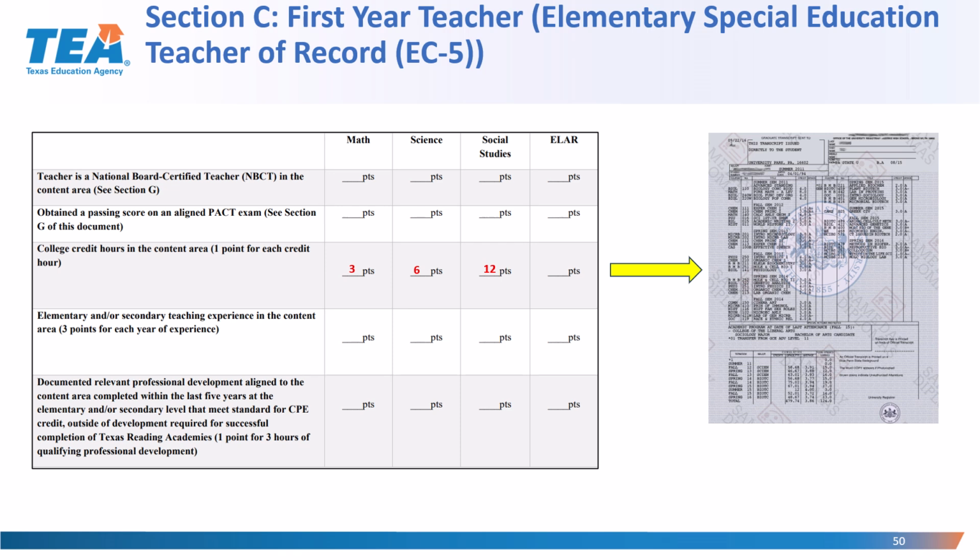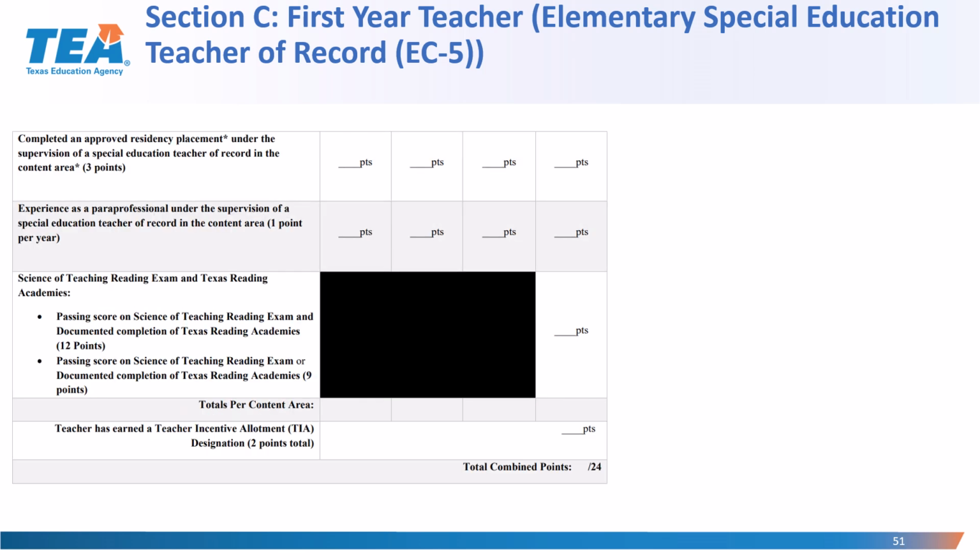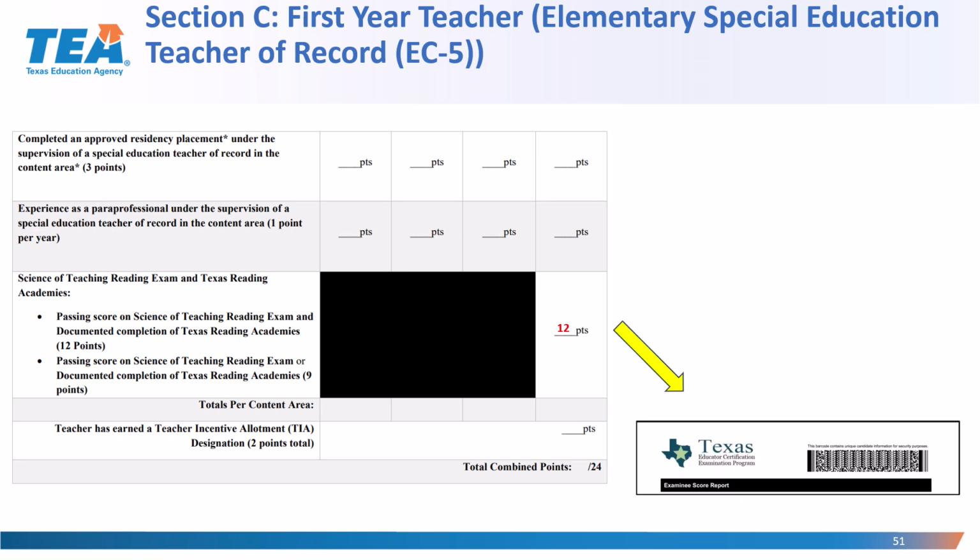Because Ms. Holly is a first-year teacher, there is no previous teaching experience to document on this section of the worksheet. Next, because Ms. Holly has a passing score on the 293 Science of Teaching Reading exam, as verified on her score report, 12 points can be documented in the ELAR column here. Next, Ms. Holly's totals per content area will be calculated in the bottom row.